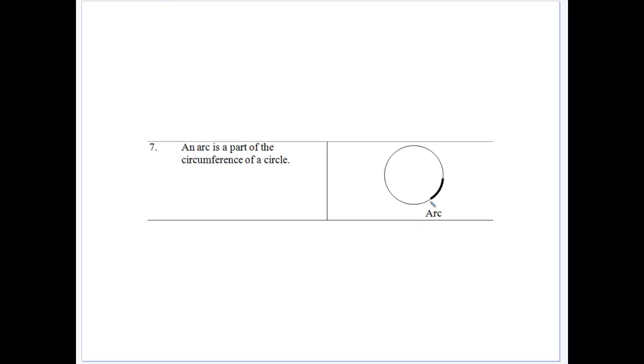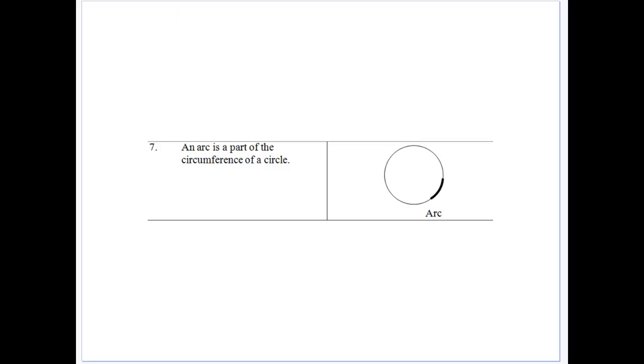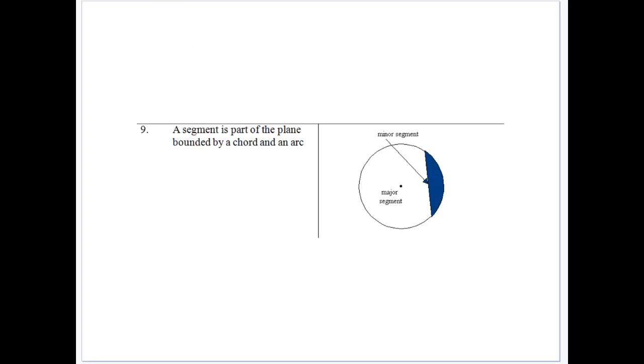An arc is part of the circumference of a circle, so the circumference being the outside, and the arc is part of that. So it's one section of the circumference of the circle. Now a sector, the difference between a sector and an arc is that the sector is played out by an arc, but also bounded by the two radii. So that would be a sector. But so is the big part. So the shaded part is what we call a minor sector, because it's smaller. A major sector would be the larger part. So you can split it into two parts, a minor and a major sector.